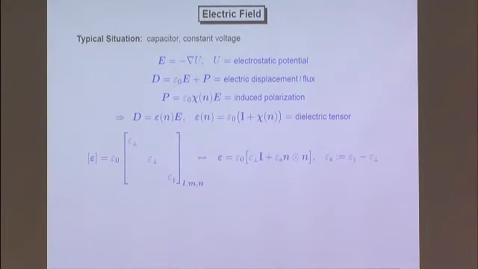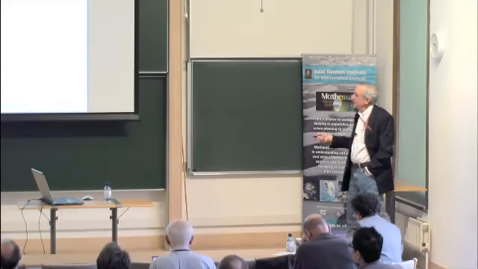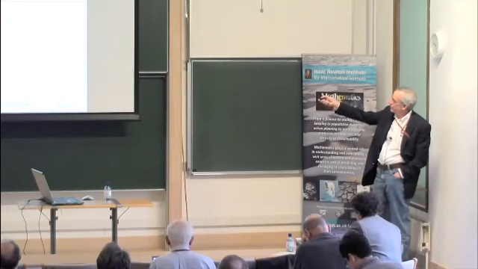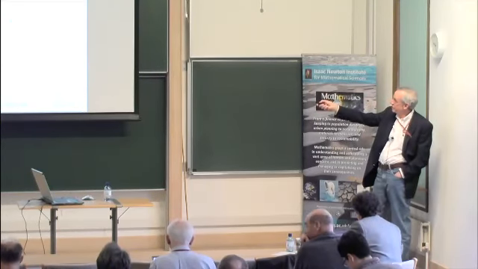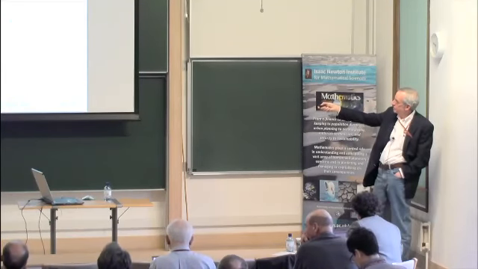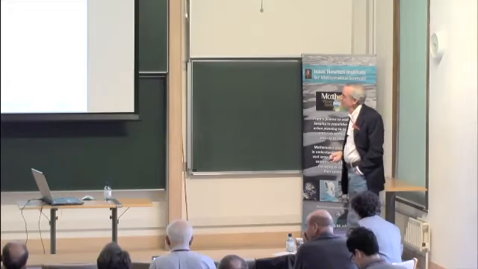Electric fields are frequently used to control or orient liquid crystals, as has been discussed. In a typical situation, you will have a liquid crystal sample sandwiched between some electrodes that are connected to a battery or a power supply. And so you're in the realm of a capacitor held at constant voltage. And then these are the relevant electrostatic variables. The electric field can be taken to be the negative gradient of the electrostatic potential. The electric displacement is related to the electric field in this way, and also involves the induced polarization.